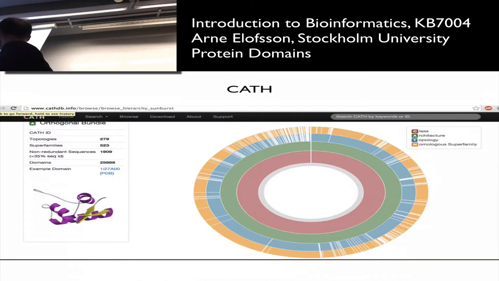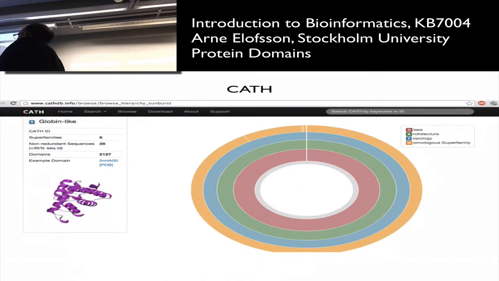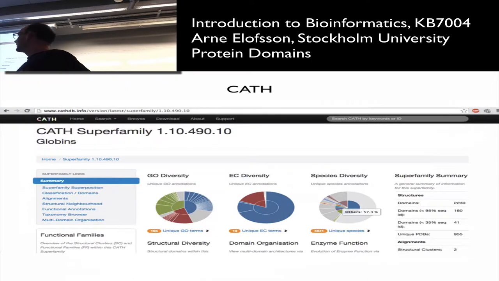So you see here, expanding, there are a couple of very popular ones, but there are many small ones also. You click on the ones that belong to globins, you have a globin-like one, and then you see here, in globins, one big family, a small one, and then a few things up here. You can click further on the alpha globins, and you end up on this page.